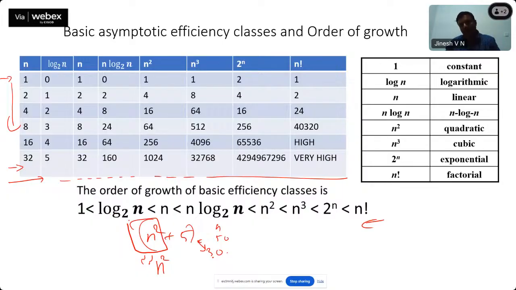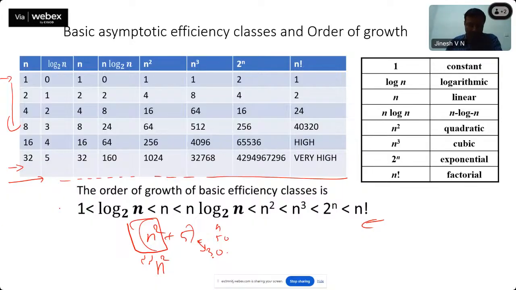And the growth rate of any function will be like this. One we consider as a constant. Then log base 2 n, because usually we are using the binary system. Then n log n, because log n will have some value and we are multiplying with n, that is why n log n comes above n. Then n square, n cube, like that. So this is the growth rate.